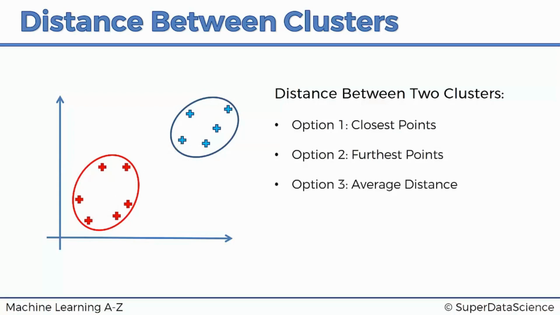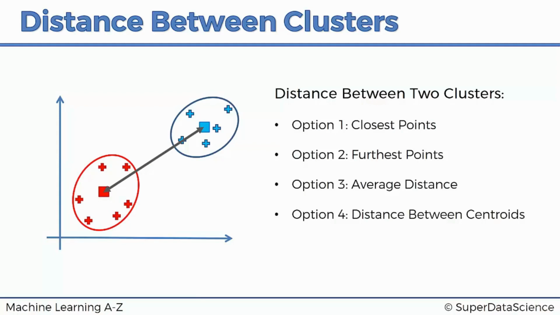Option 3, take the average. So take the average of all the distances between the different points in the clusters, so all the combinations of different points, and take the average of that distance. Option 4 is take the distance between the centroids. So find the centroids and find the distance between the centroids and call that the distance between the two clusters. So it's a very important part of hierarchical clustering, what you define as the distance between two clusters, because that can significantly impact the output of your algorithm.